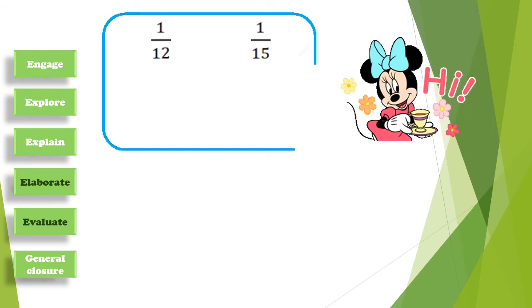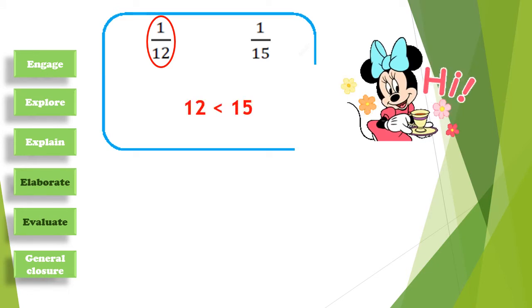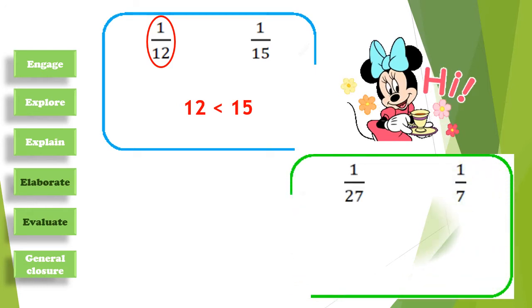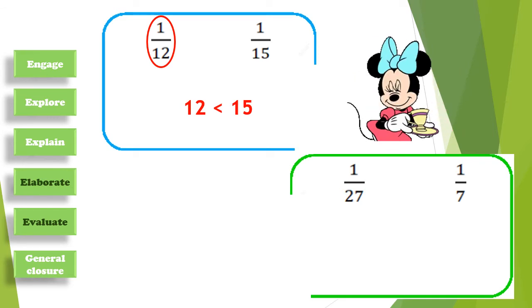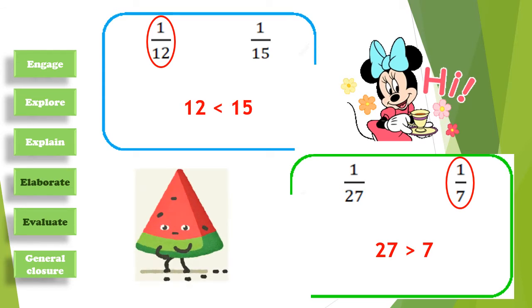Twelves or 15s. The fraction that has the smallest denominator is the biggest fraction. So compare 12 and 15. 12 is the smallest, so it is the bigger fraction. 27s or 7s. The fraction that has the smallest denominator is the biggest fraction. So the biggest fraction is 7s, because 27 is bigger than 7.